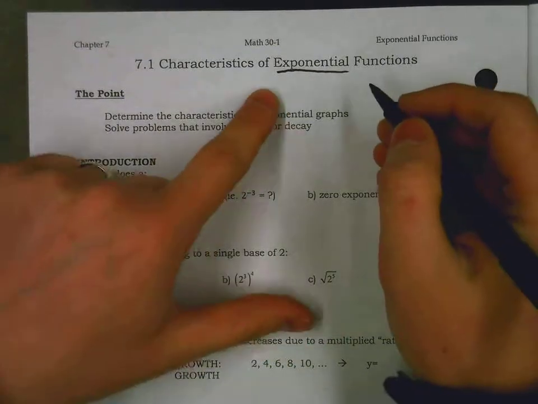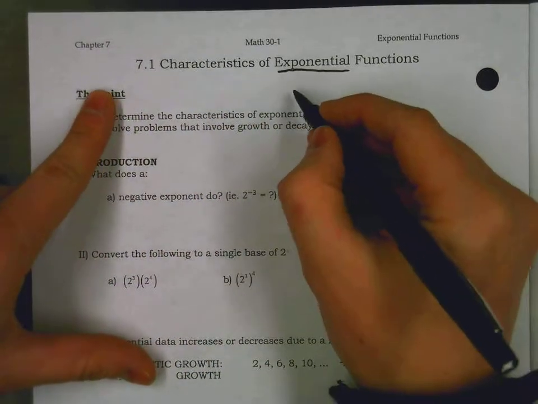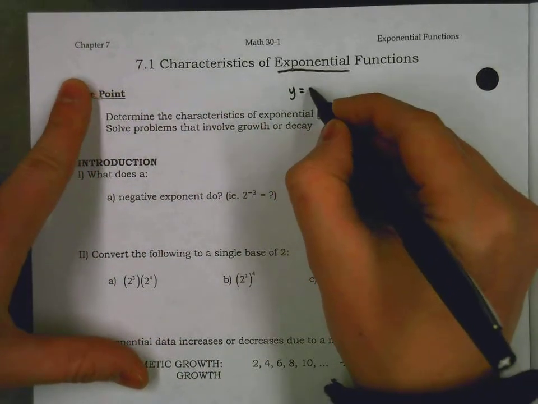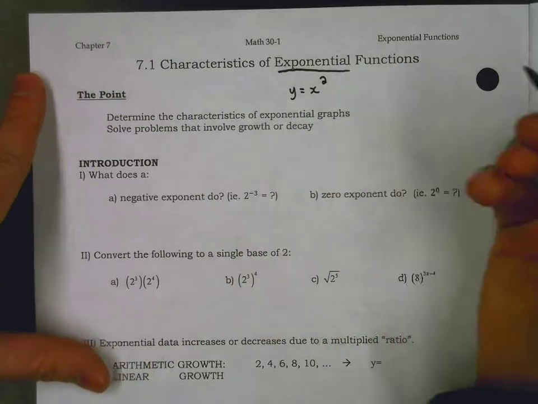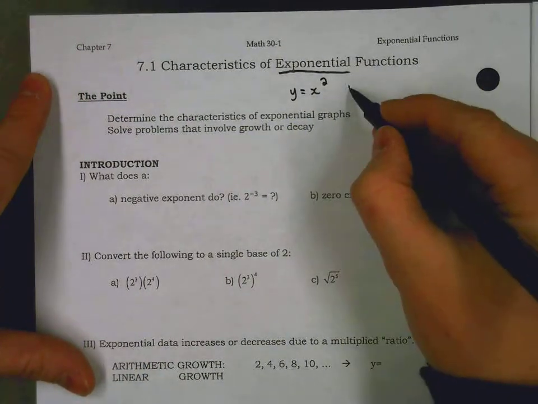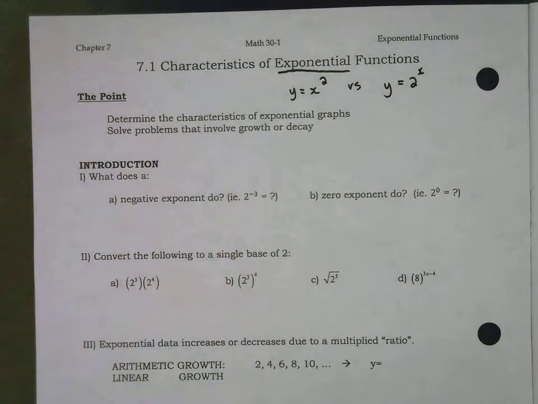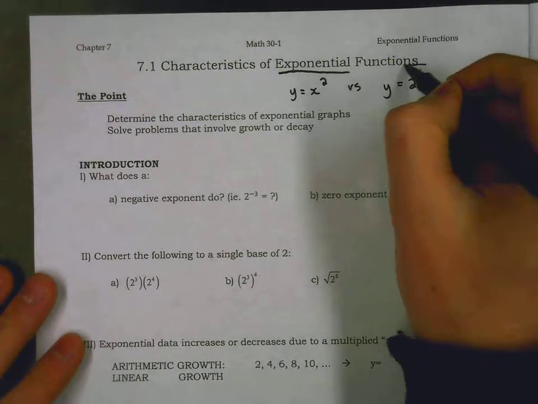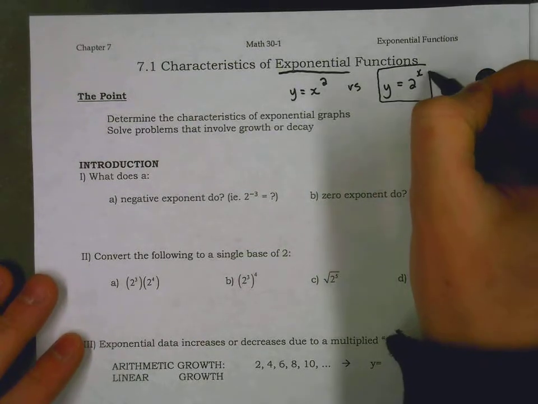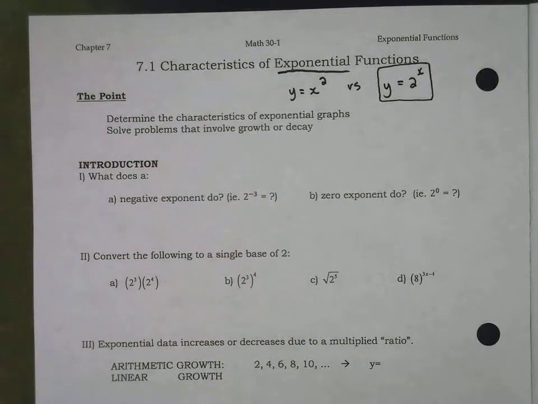Now the big difference between what we've maybe talked about previously is considering y equals x squared versus y equals 2 to the power of x. How do those differ? Which one grows faster? How do they compare? This is what we're going to examine today: when your variable is in the power position. This is called an exponential function.